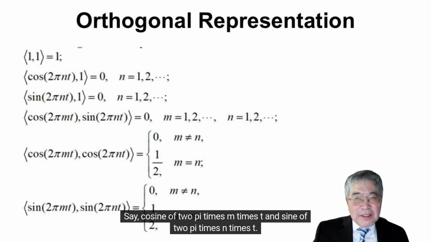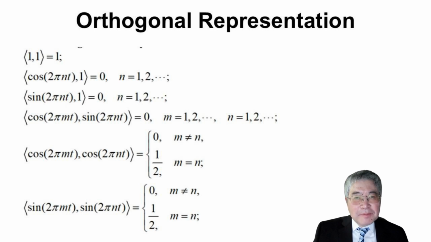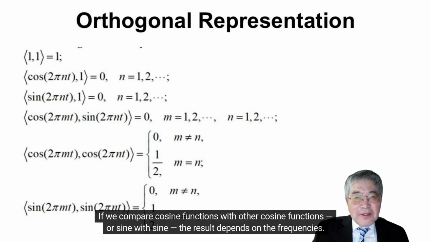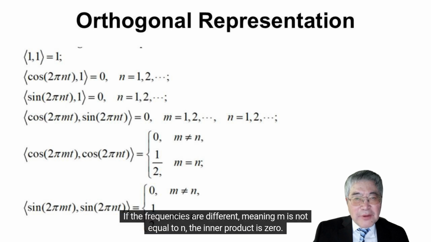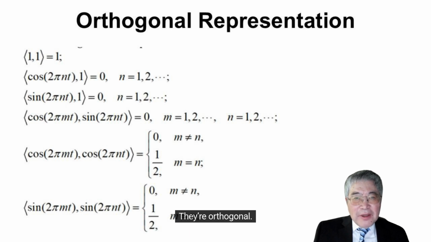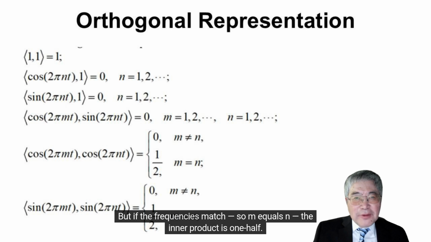Next, let's compare sine and cosine functions with each other. Say cosine of 2 pi times m times t and sine of 2 pi times n times t. Regardless of which frequencies m and n we choose, their inner product is 0. So sine and cosine are always orthogonal to each other. Now here's where it gets a bit more subtle. If we compare cosine functions with other cosine functions, or sine with sine, the result depends on the frequencies. If the frequencies are different, meaning m is not equal to n, the inner product is 0. They're orthogonal. But if the frequencies match, so m equals n, the inner product is 1/2.